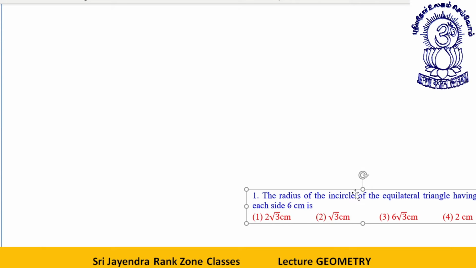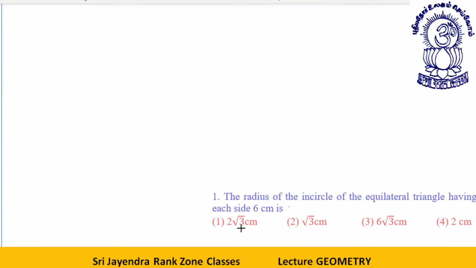The question we have is: the radius of the inner circle of an equilateral triangle having each side 6 centimeter is? What do we need to do? See, dear students, what are we given? We are given the side. Length of side is A, and this is equal to 6 centimeter.